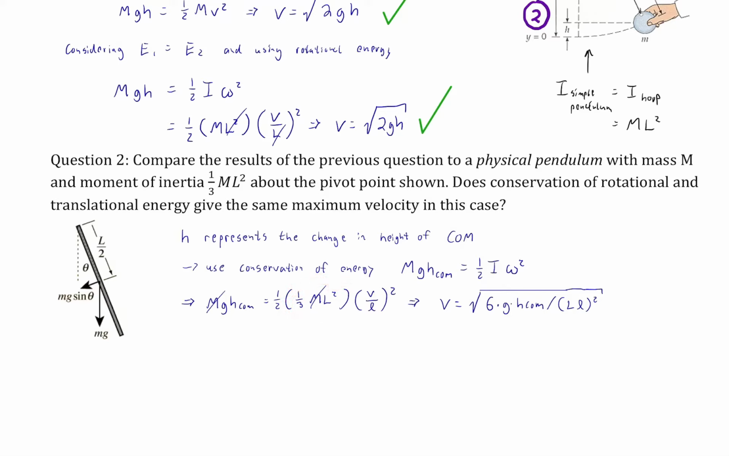Do the same substitution for omega, right? Replace omega with v over L. Remember to square it, and then simplify things. All right, and this is what we get for the final velocity. Okay, look what it's dependent on. It's dependent on the overall length of the rod. Okay, it is dependent on, let's see.